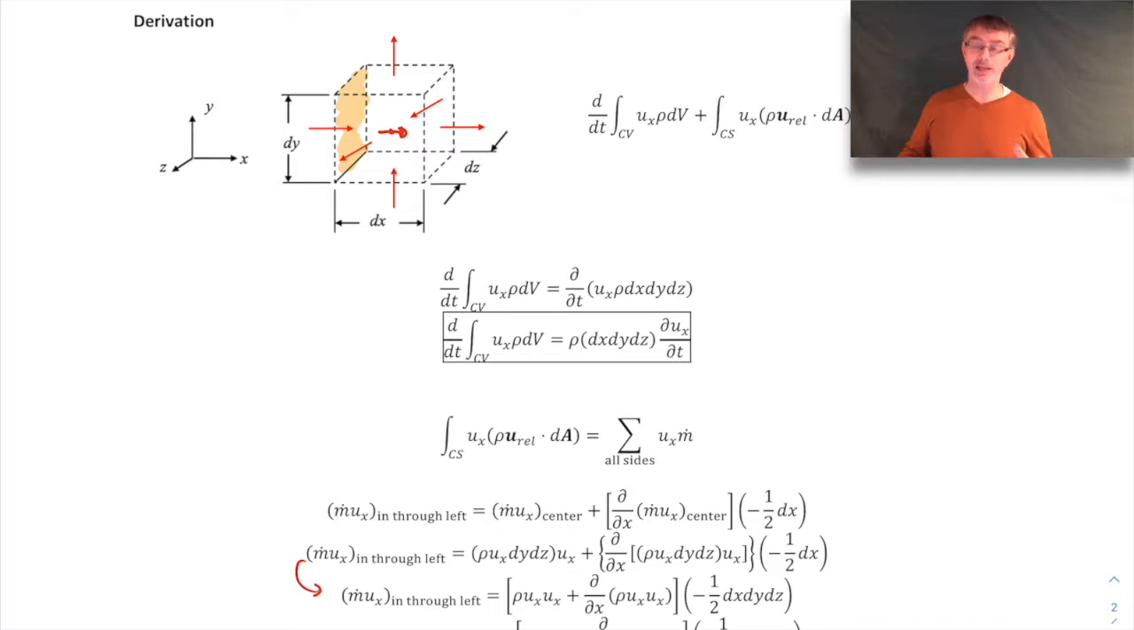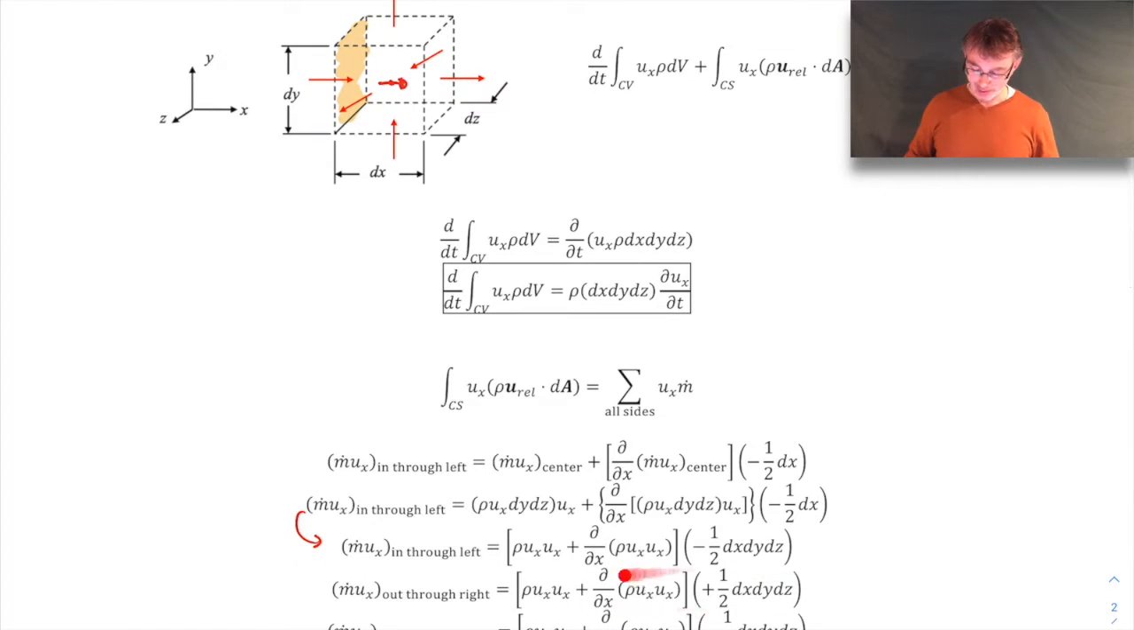We can do the same exact idea out through the right-hand side. So that's what this next line is. The difference for that is when we go from the center to the right here, we're going a distance of a positive 1/2 dx. So that's where the positive 1/2 dx comes from here.